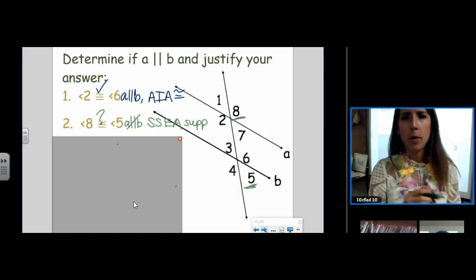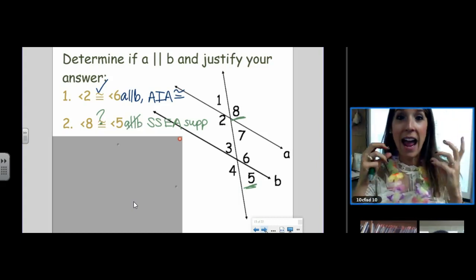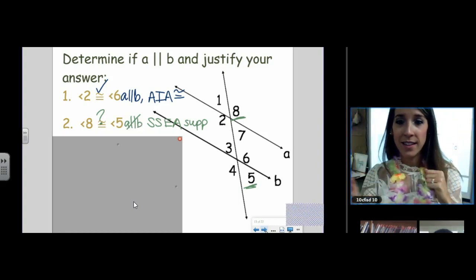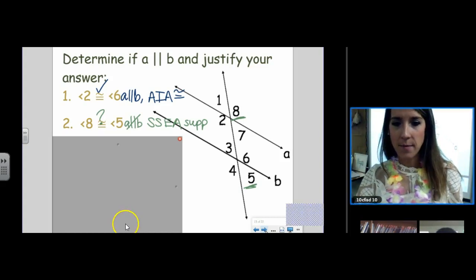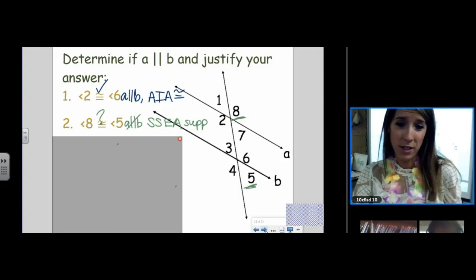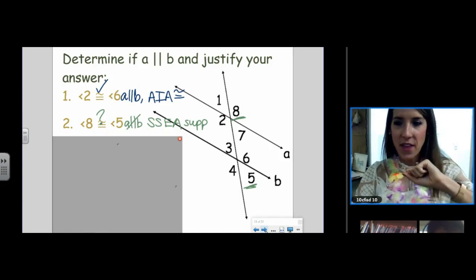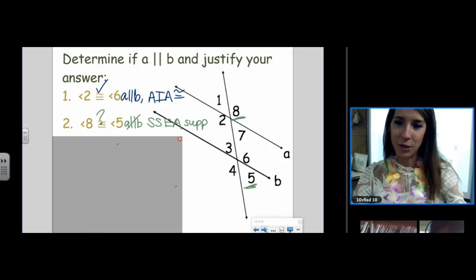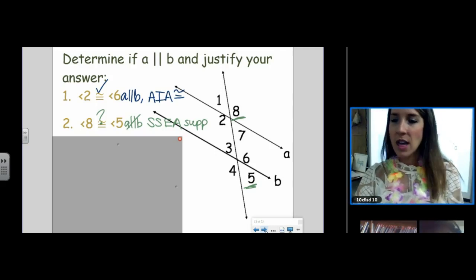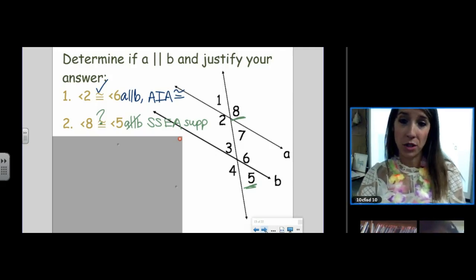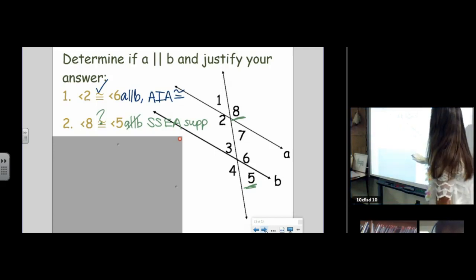You see that symbol, parallel with a slash through it? That's an actual accepted symbol. A is not parallel to B because they're not doing what they're supposed to. They're not fitting. If you don't fit the hypothesis of a theorem, you definitely can't fit the conclusion. The conclusion can't be assumed if the hypothesis doesn't even hold. Okay? Next one.